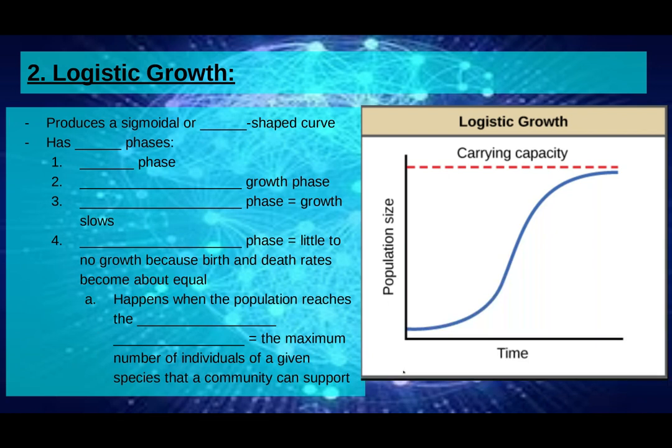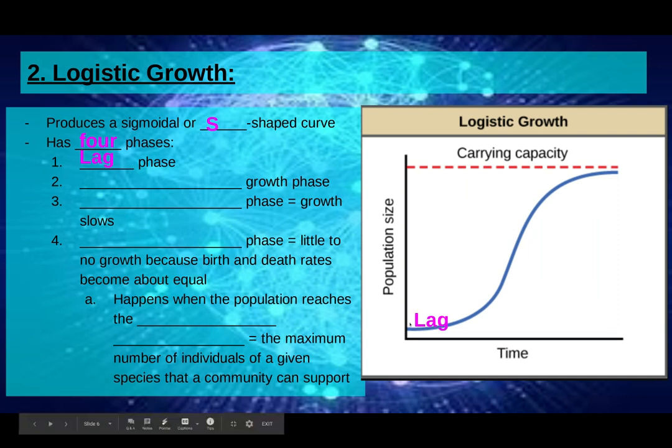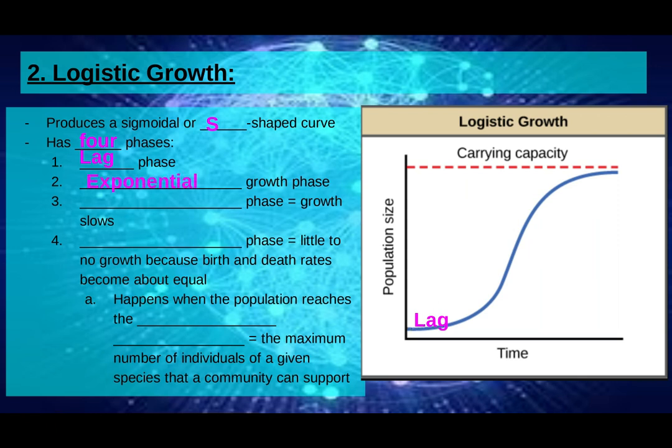Second type of growth is logistic. So exponential growth had that J shape. Logistic has a sigmoidal or an S-shaped curve. It has 4 phases, and it starts out exactly the same as exponential growth. So the first phase is lag phase. So you see this time where there's a very small amount of growth happening in a very small population size. Then it gets into an exponential growth phase, where literally it shoots up and you see this exponential boom.